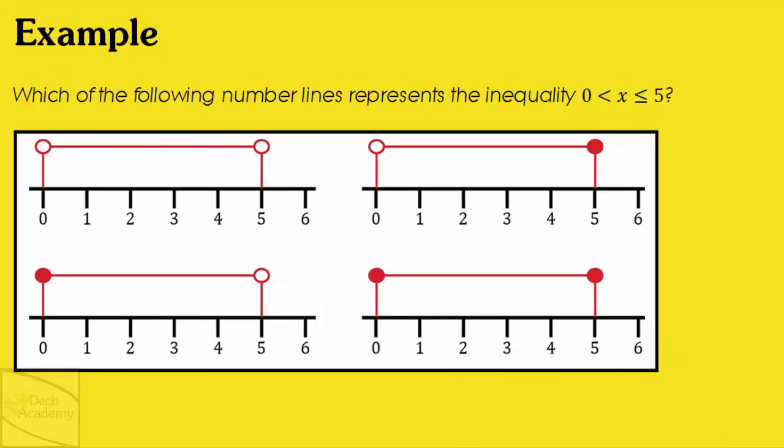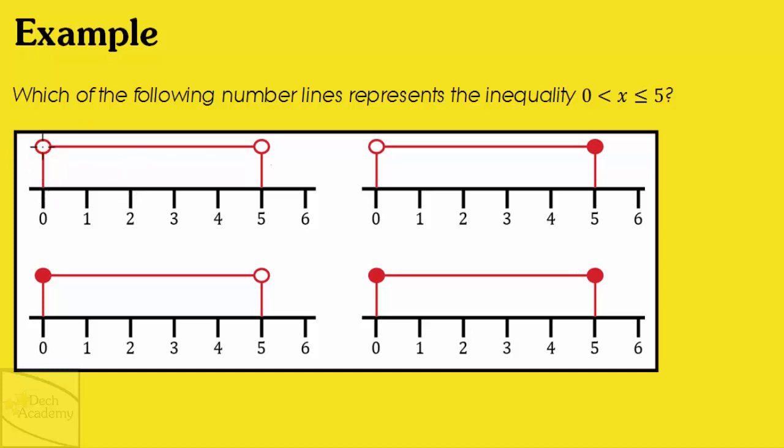Here's another example question. It asks which of the following number lines, so there are 4 number lines here, here's one, here's another, and here's the last one, represent the inequality 0 is less than x, and x less than or equal to 5? An easy way to solve this is to just write down the inequalities represented by each of the number lines.